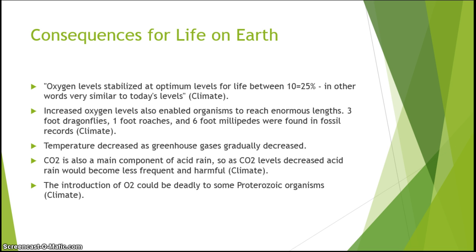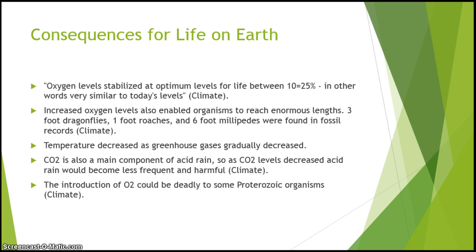Temperature decreased as greenhouse gases gradually decreased. CO2 is a main component of acid rain. So as CO2 levels decreased, acid rain became less frequent and harmful. The introduction of O2 could be deadly to some Proterozoic organisms.